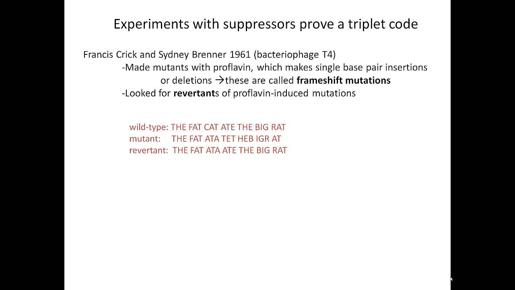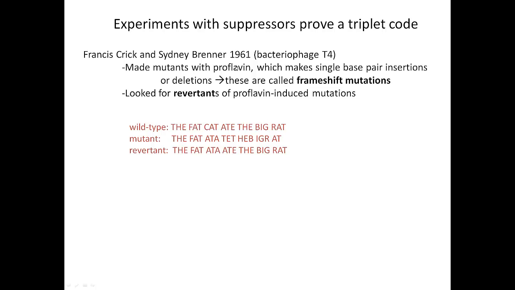Next, I want to talk about some important experiments that were done by Francis Crick and Sidney Brenner. These were done in the 1960s, and eventually these experiments were able to prove that it is a triplet code. What they did is they introduced mutations with a mutagen called proflavin into a gene in a bacteriophage.